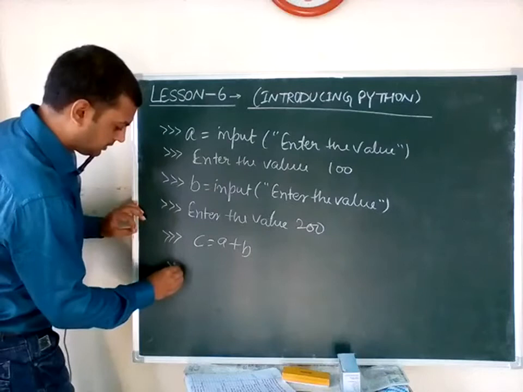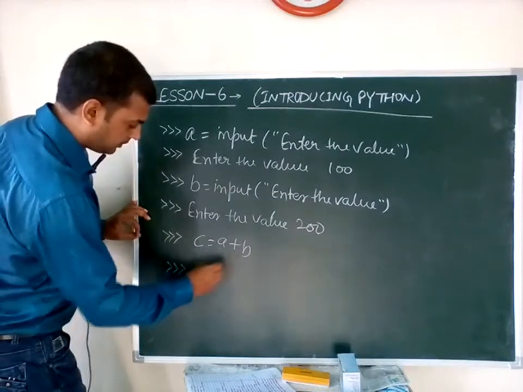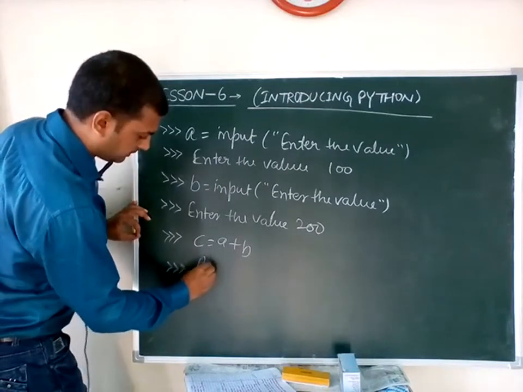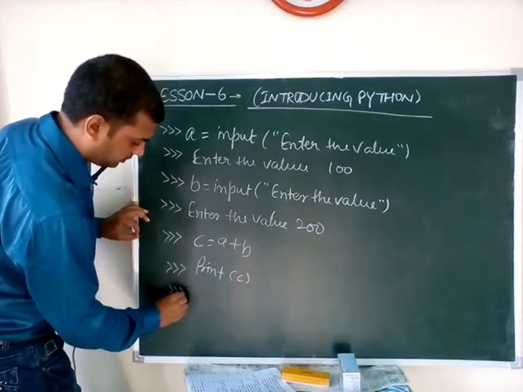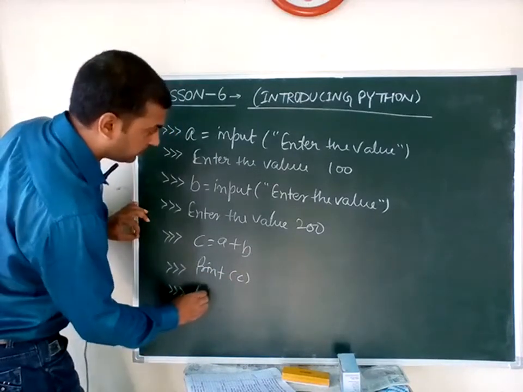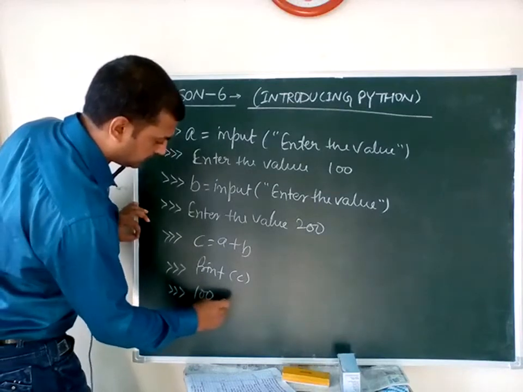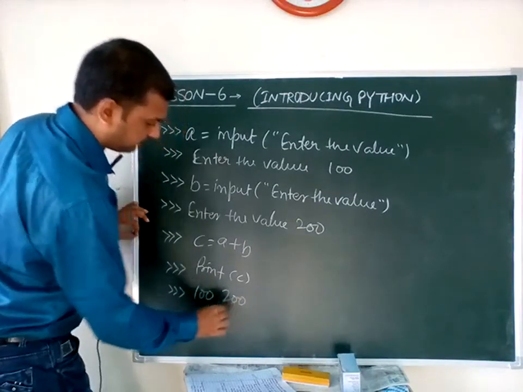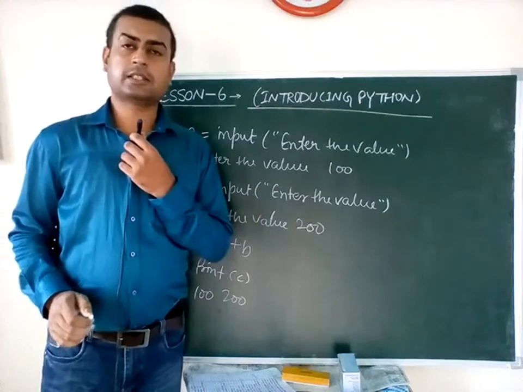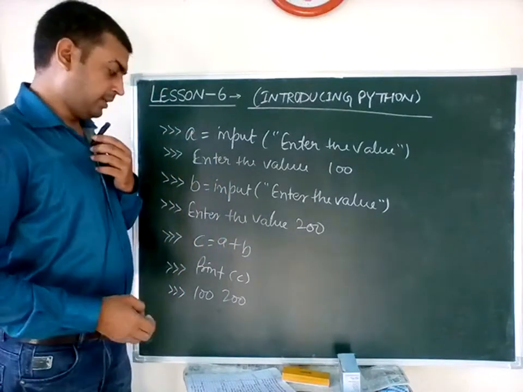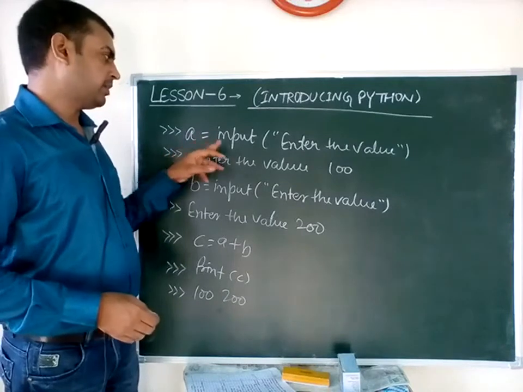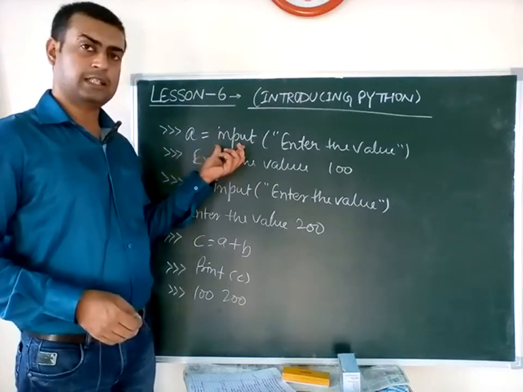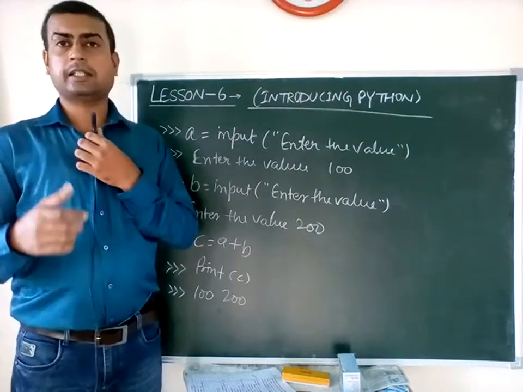So your answer will be, if you are writing print c, you will get the answer 100 and space 200. Now you will say, sir, why not 300? Because a and b both are in string format.